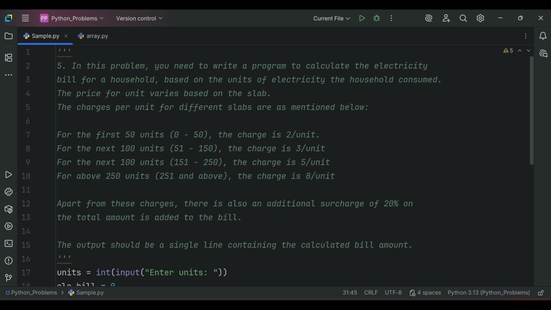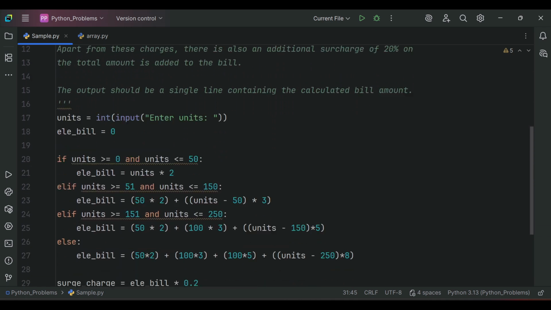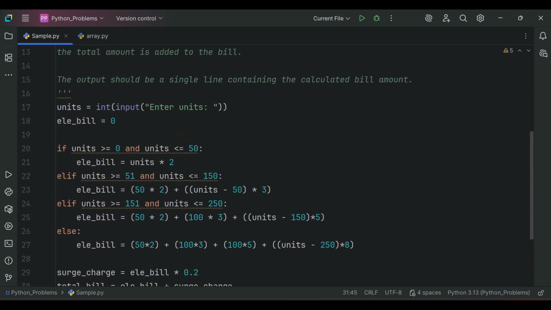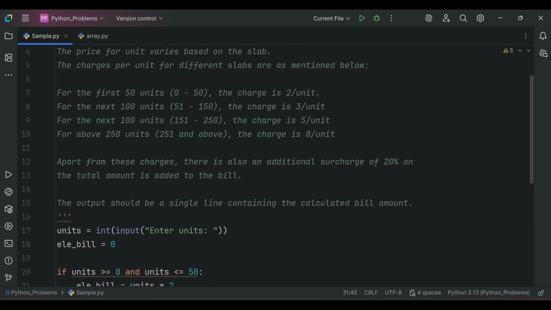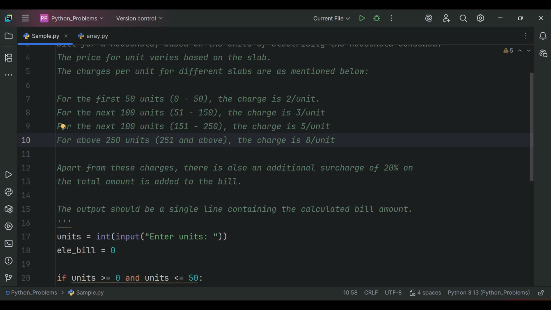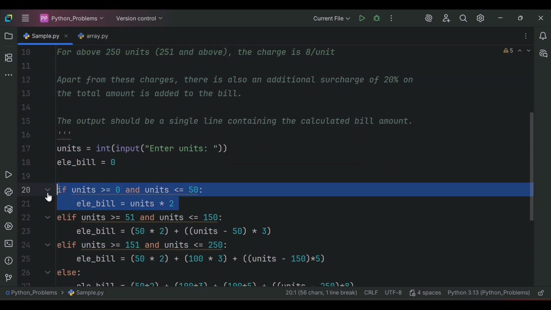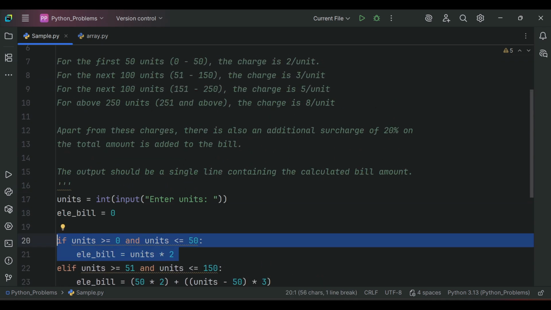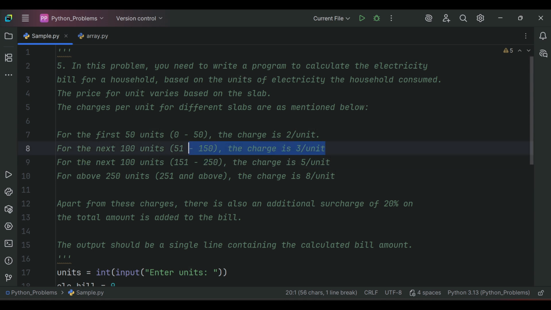Now we see the problem. Please listen carefully, friends. This type of problem is a real world problem, so first read the problem carefully. Below 50 units, 2 rupees, which we wrote under the if condition. The second condition is units between 51 and 150 units, at that time it's 3 rupees, which means you remove the first 50 units.